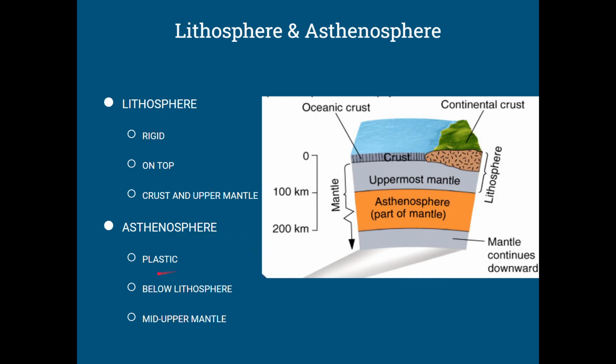So the asthenosphere is kind of plasticky, as I mentioned the mantle is. It's below the lithosphere, and it's the mid-upper mantle. In fact, the lithosphere doesn't even go down that far. It's really just the upper sliver of the mantle. Most of the mantle is the asthenosphere.